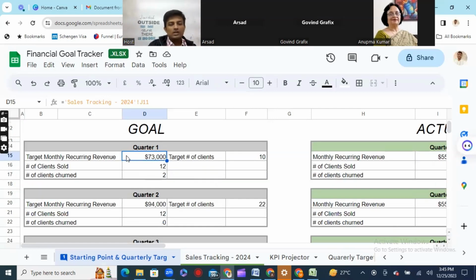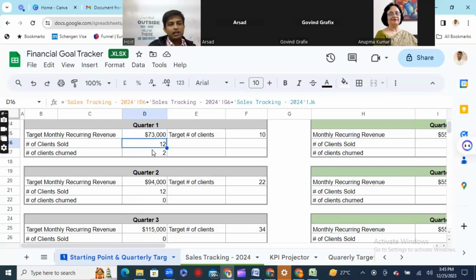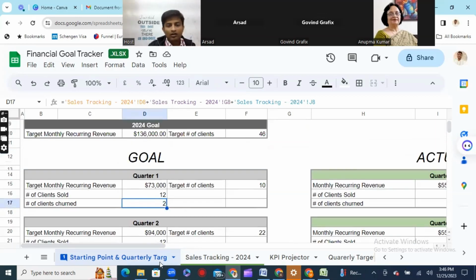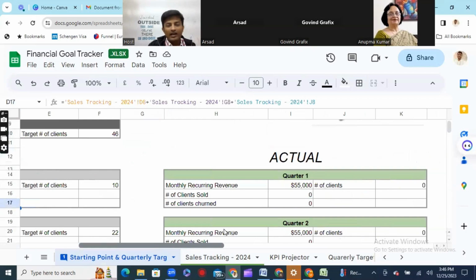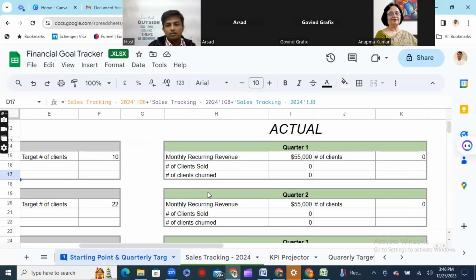Once your goal is clear, how many clients you want, and client churn. Churn means how many clients you are losing. For example, 12 new clients you got, 2 clients you lost. Like that, we will do this calculation. And this is your goal, and this is the actual you have achieved.